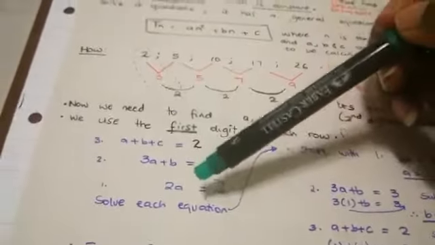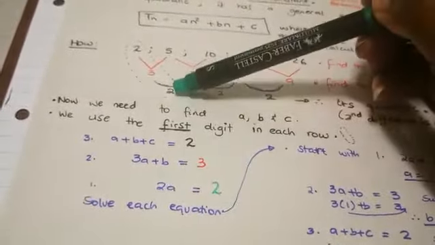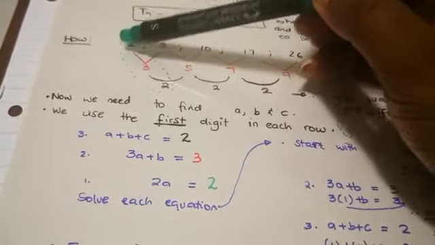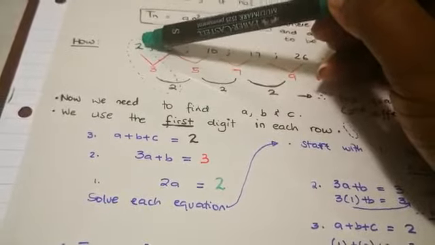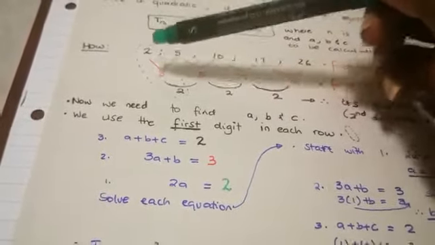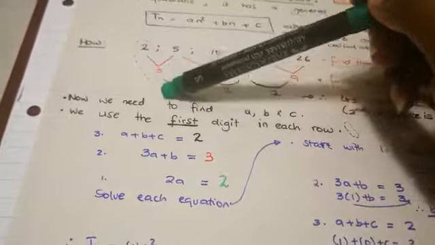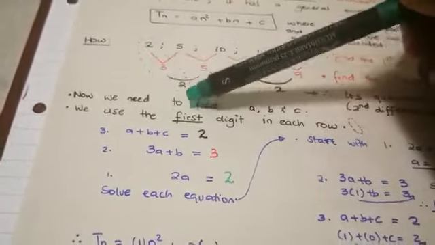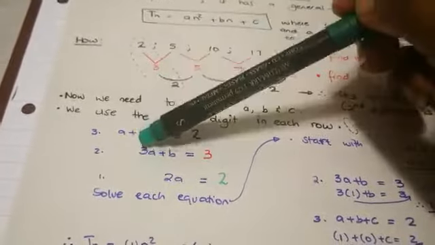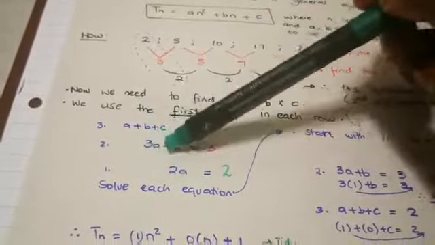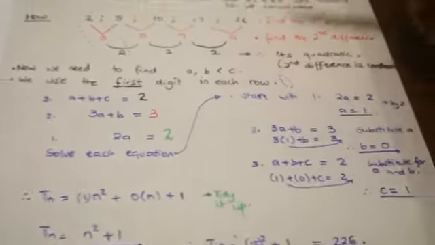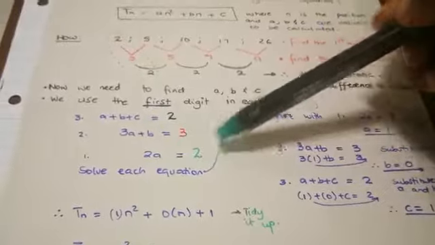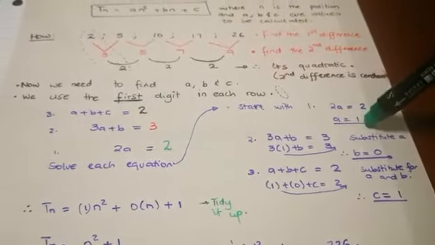So we have 2a equals 2, and then 3a plus b equals 3, and then a plus b plus c equals the first number. Every time, we use the first number in each row, and we equate each of them to these equations. Then you solve these equations. We start here: 2a is equal to 2, so a is going to be 1.